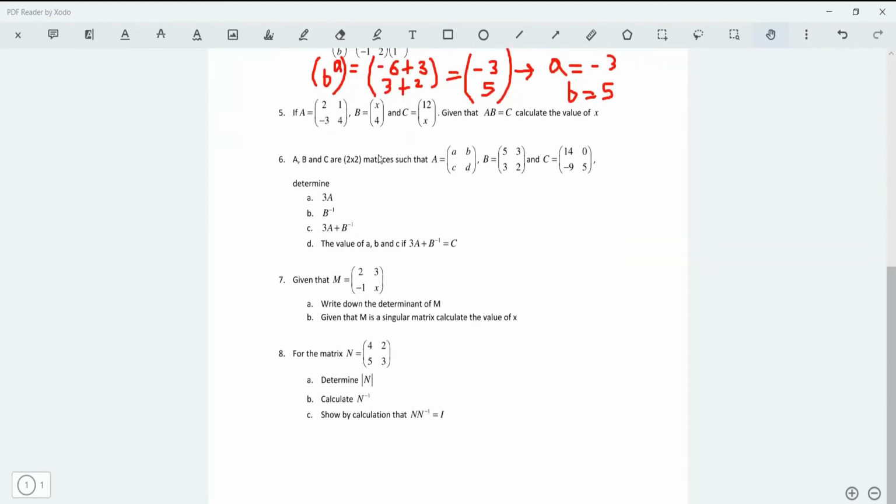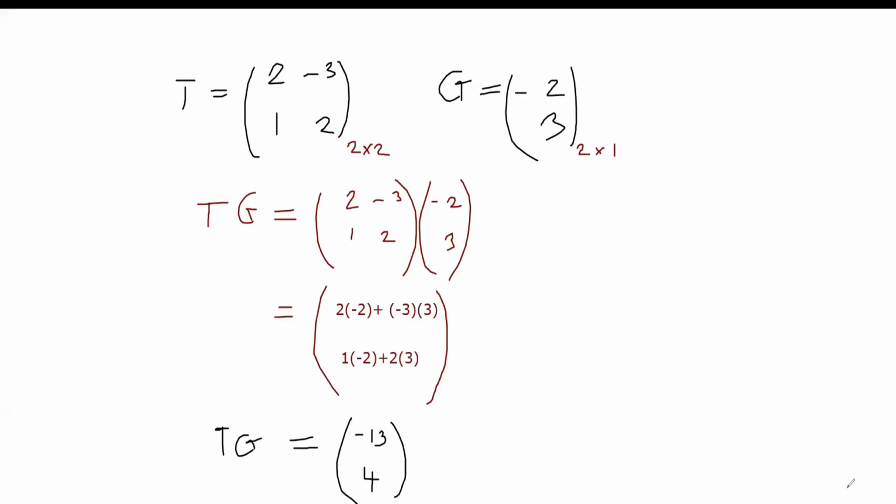All right, question 5. Question 5 says the matrix A times B is equal to C, and it says determine the value of x. So first thing we need is A times B. So let's write those down. The matrix A is given by, looking back at it, 2, 1, minus 3, 4. That's the matrix A. Matrix B was given by x, 4.